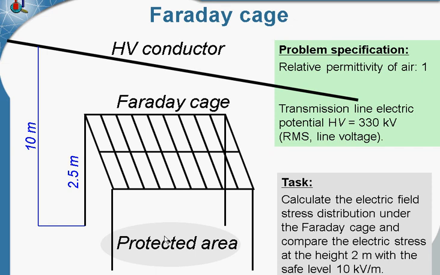In this example, we have a single high voltage conductor placed 10 meters above the ground surface, and we have the roof made of steel rods placed 2.5 meters above the ground. The roof is grounded. Our task is to calculate the electric field stress distribution. High voltage conductor potential is 330 kilovolts, which is root mean square line-to-line voltage.